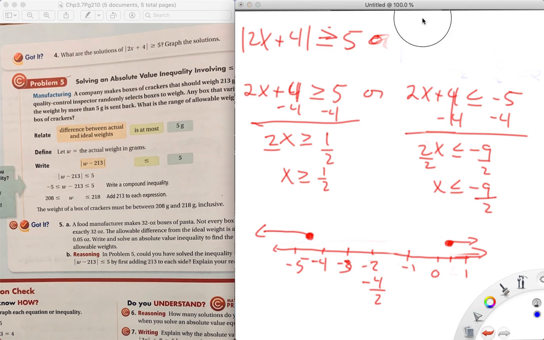And that works with any compound inequality.